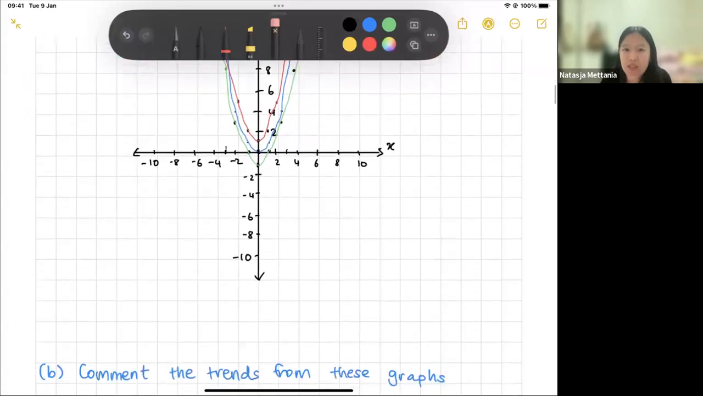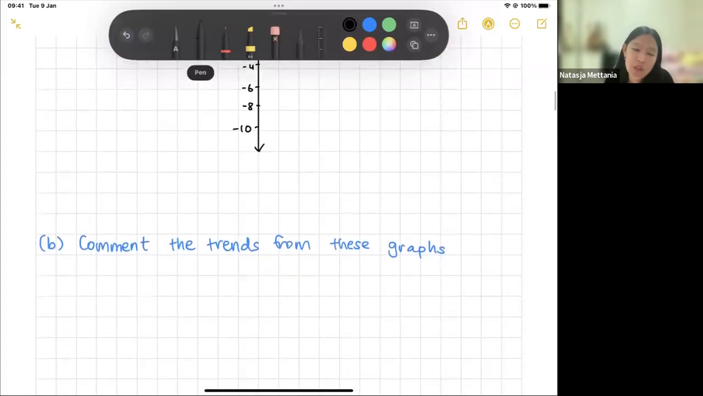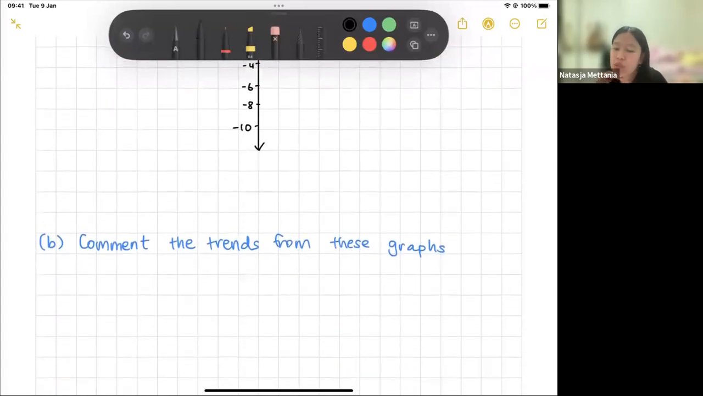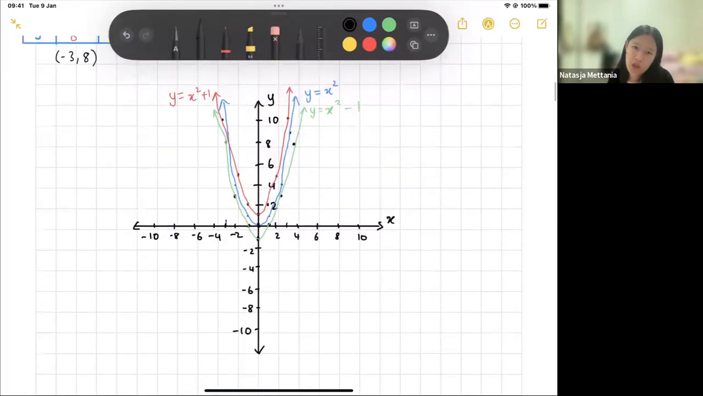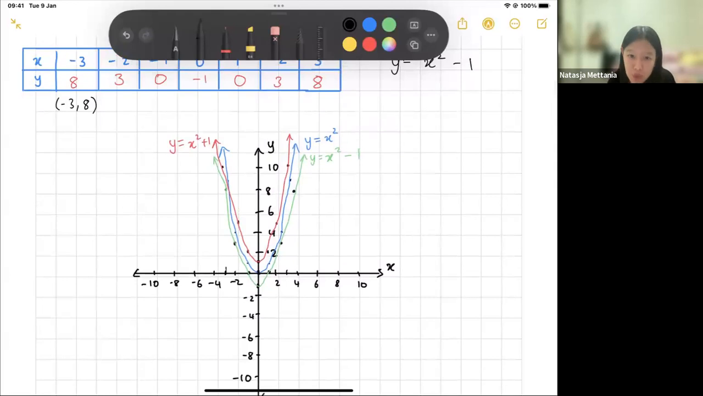All right, so that is example number 1. Now, what I want you to do is comment on the trends from these graphs. When you comment on the trends from this graph, just look at it. So my original graph is the blue one, right? It's where the origin is at 0, right here. If I look at the red graph, what happened from the original blue going to the red? Well, it actually went up by 1. The shape of it is exactly the same, but the whole graph moved up by 1.